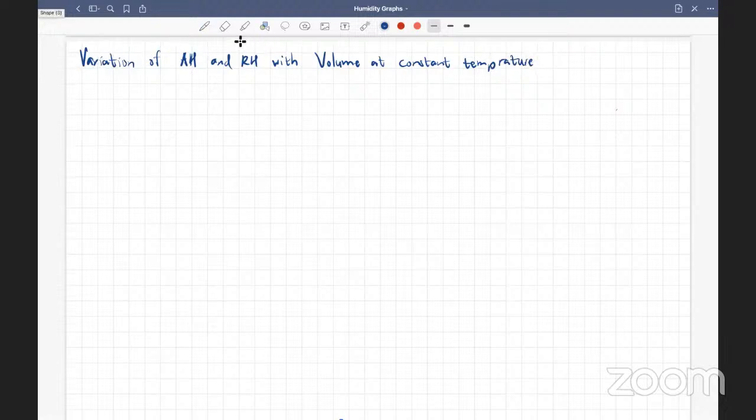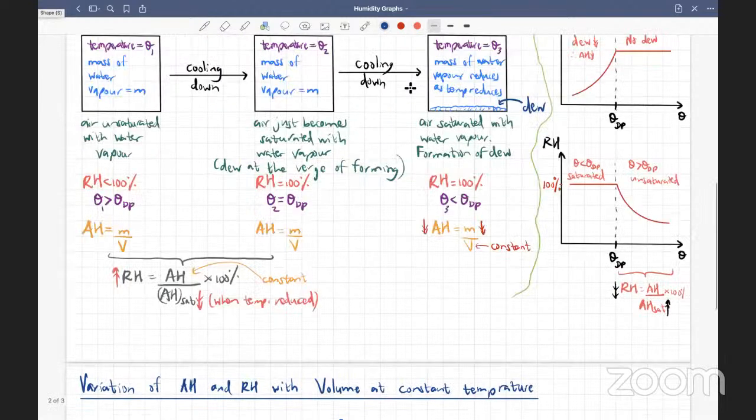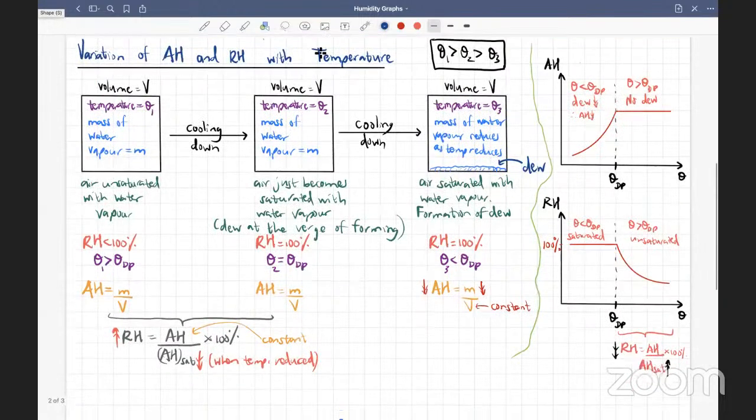And in the previous topic, I missed something. Let's add that to the previous topic as well. What should I add, people? Variation of AH and RH with temperature at constant what? Volume. Here we didn't change the volume, correct? Yeah, so let's add that here. Sorry about that. Variation of AH and RH with temperature at constant volume. That should have been the topic, because it was a chamber with fixed volume, right?